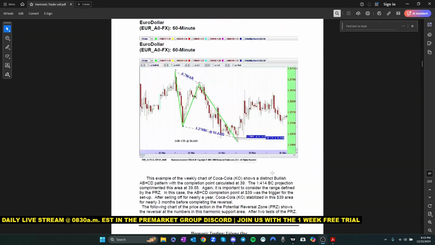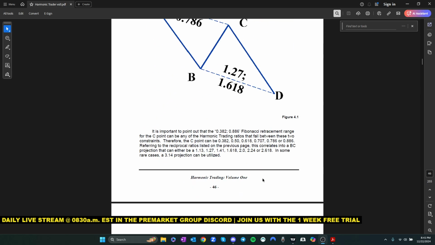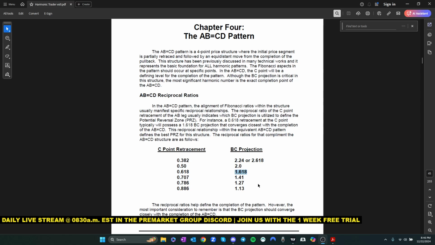I'm going to read something straight from the book here, just so you know it's straight from the horse's mouth. It says here the ABCD pattern is a 4-point price structure where the initial price segment is partially retraced and followed by a move from the completion of the pullback. This structure has been previously discussed in many technical works, and it represents the basic foundation for all harmonic patterns. So that's why we're going over this first. The Fibonacci aspects in the pattern should occur at specific points, which is what we went over.